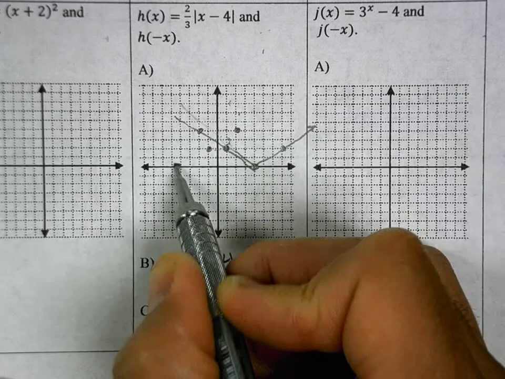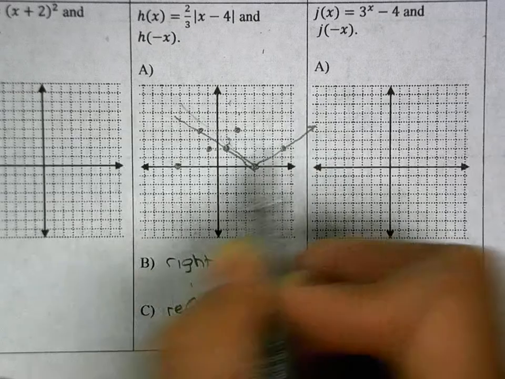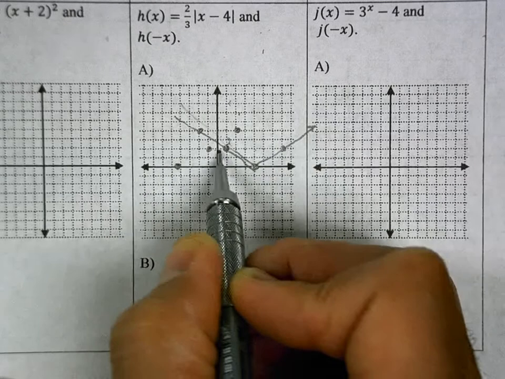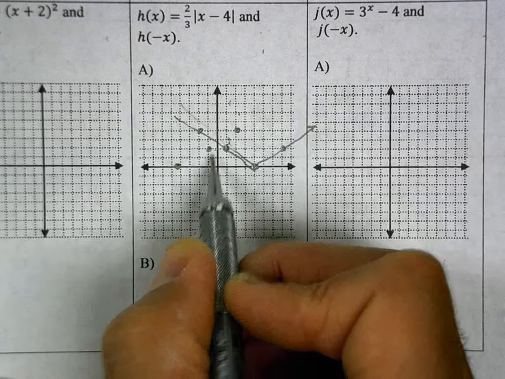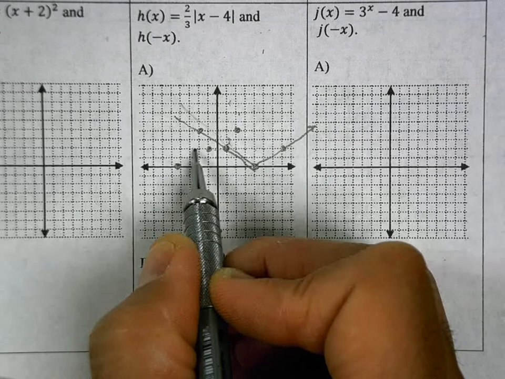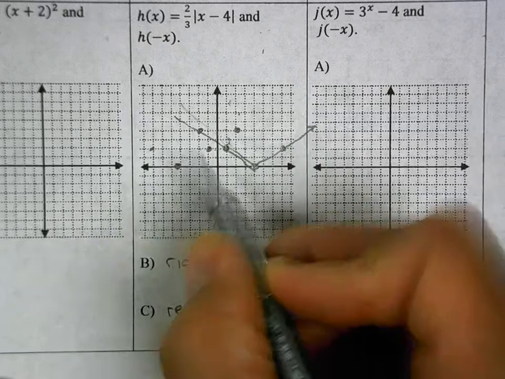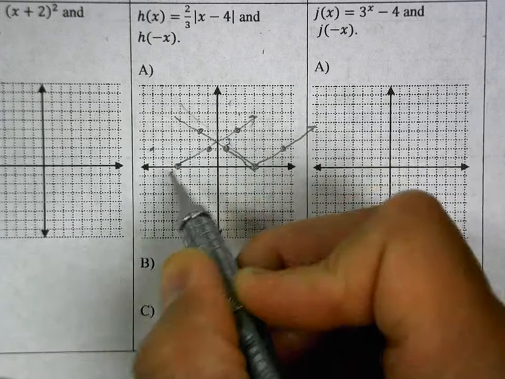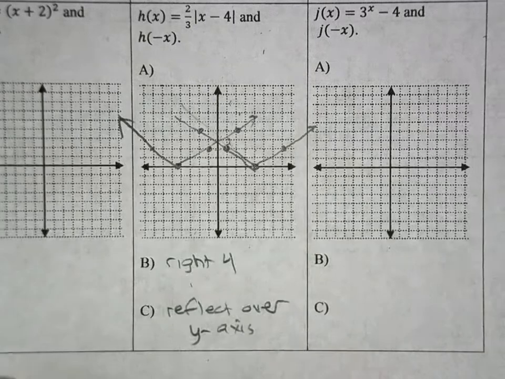There's that. This one's, I don't know where that's at. Where's that at? 7. So where's that at? 1, 2, 3, 4, 5, 6. Over there. Okay, and then should have this and this, and there we go. It reflects over the y-axis.